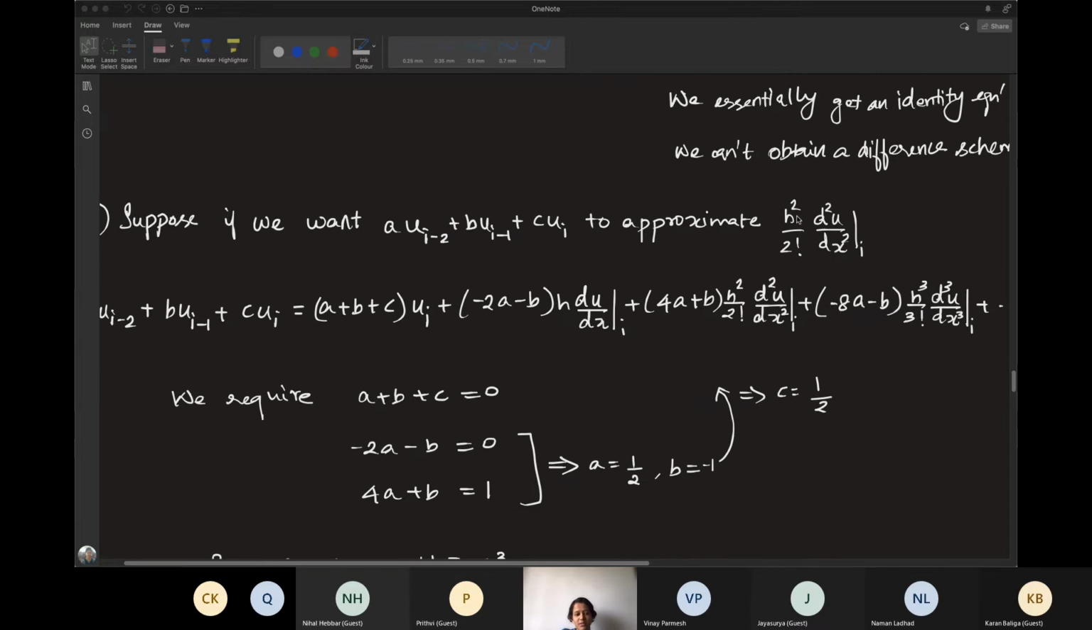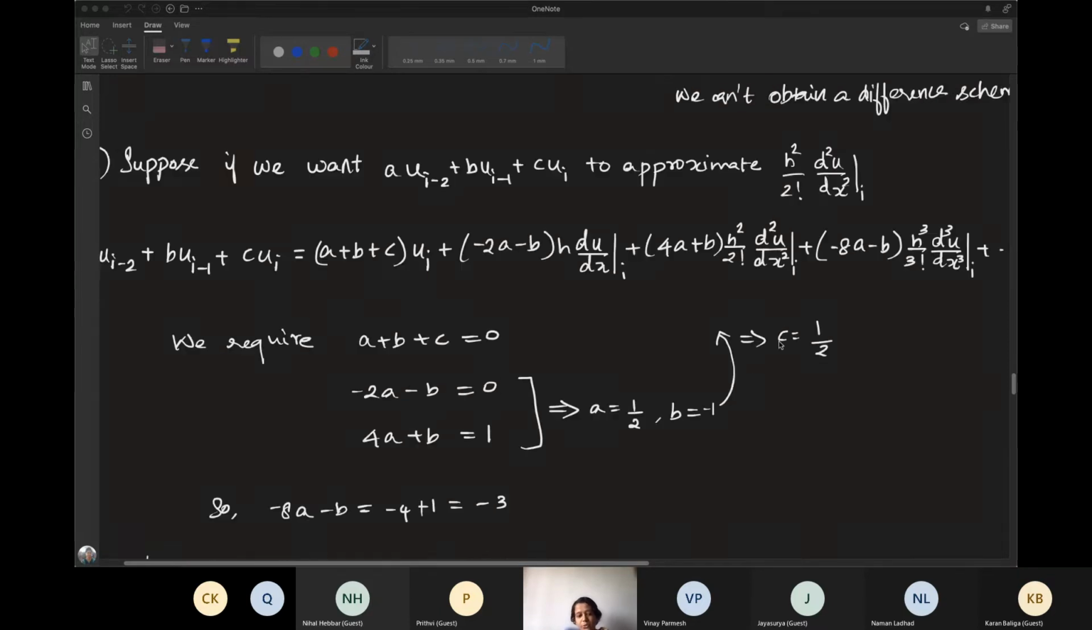Initially we took this to be 0 and this coefficient to be 1, and then we improved the accuracy. Now we need to make a plus b plus c equal to 0 and minus 2a minus b equal to 0. And then we need to make 4a plus b equal to 1. So we already have obtained 3 equations. From this you can solve for a and find a to be 1 by 2 and b to be minus 1, and then you substitute them back in the first equation and obtain the value for c, that is 1 by 2.